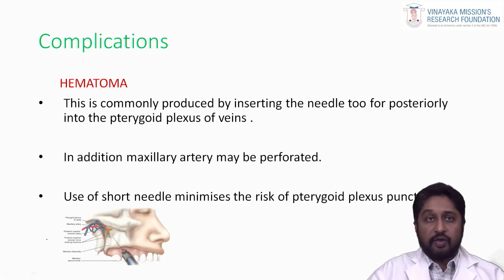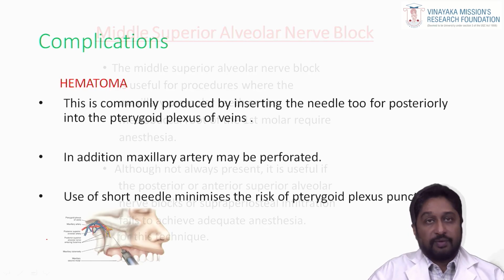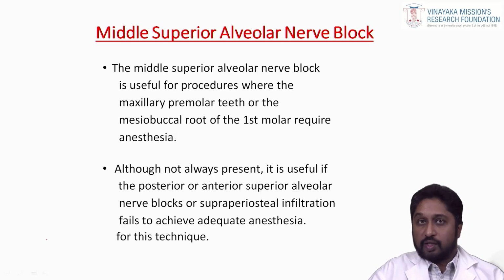Complications, as I've told you already, include hematoma. This is commonly produced by inserting the needle too far posteriorly into the pterygoid plexus of veins. In addition, the maxillary artery can be perforated. Use of a short needle minimizes the risk of pterygoid plexus puncture. So that's all on the posterior superior nerve block.